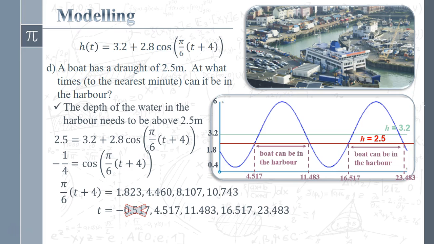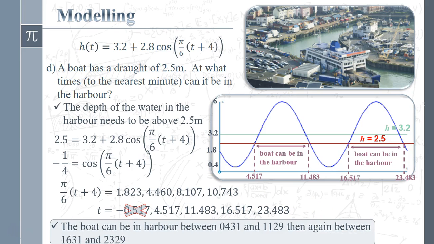Last thing we need to do, again it says times to the nearest minute. These are not to the nearest minute, these are decimal. Time is not decimal, so what we've got to do is convert those to the nearest minute. So essentially we need to take the 0.517 of an hour and times that by 60 to turn it into minutes, and then convert those into times, and there you go. So the boat can be in the harbour between 04:31 and 11:29, that's that section there, and then 16:31 and 23:29, which is that section there. And that's our question fully answered in context. Jobs are good.